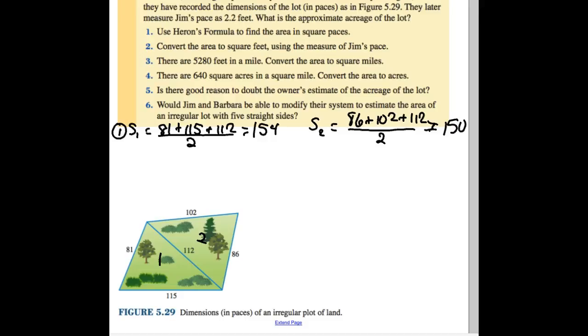The area then for section 1 is the square root of 154, the semi-perimeter, and then we need to subtract each side from that semi-perimeter. So 154 minus 81, 154 minus 115, and 154 minus 112. Go ahead and type that in your calculator while I set up the second one here.